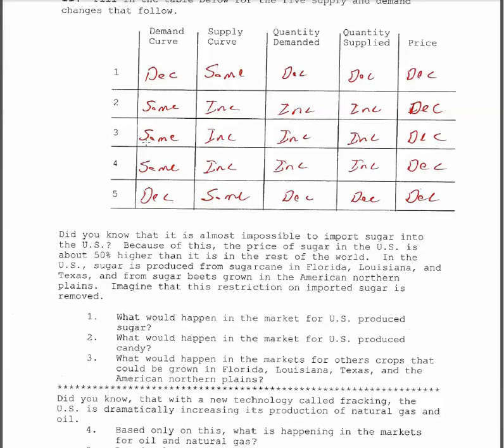Those other crops, probably in the American Northern Plains, is probably wheat. I have no idea what it would be down on the southern coast, but whatever they are, the supply curve would increase for those things. Quantity demanded and quantity supplied would increase, and the price of those things would fall.